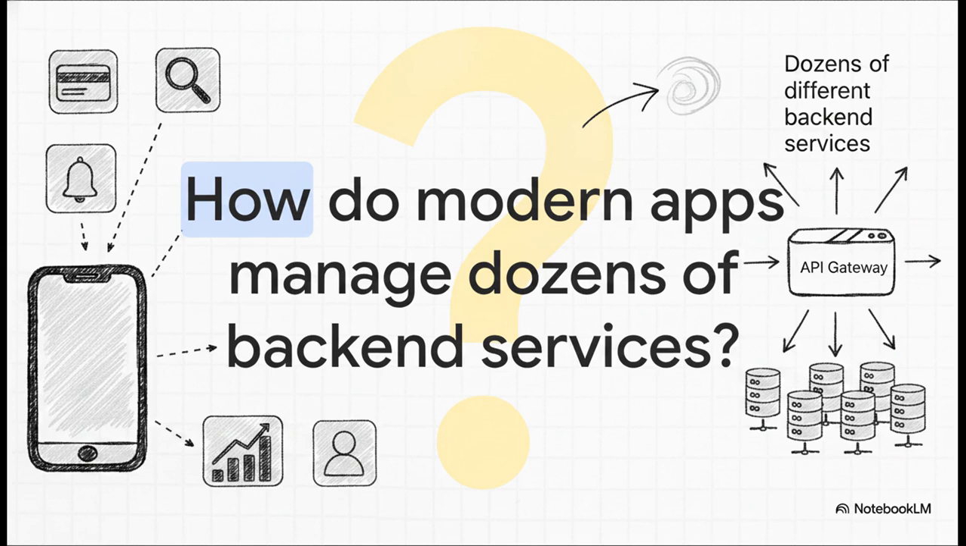Think about what actually happens when you open up a modern app, say your mobile banking app or an AI assistant. Behind the scenes, it's not just one giant computer doing all the heavy lifting anymore. These platforms are handling payments, search queries, notifications, analytics, and user profiles, all at the exact same time across dozens of different backend services. So how on earth do they manage all of that simultaneous traffic without just completely crashing?